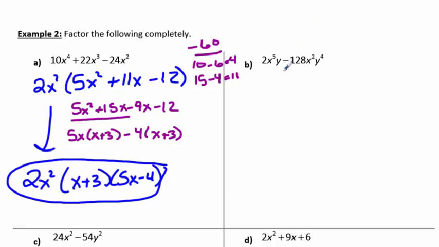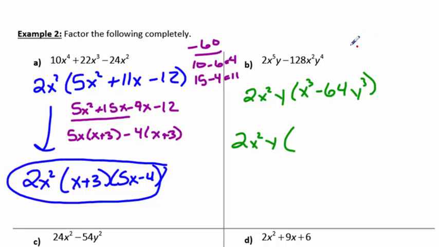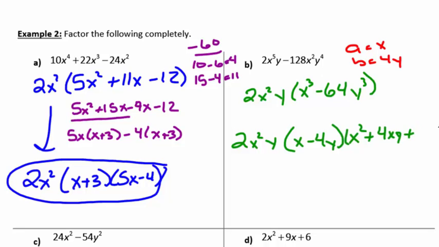In part B, the greatest common factor is going to be 2x squared and y. If you factor that out, you're going to be left with x cubed in the first term minus 64 y cubed in the second term. This is now a difference of cubes that can be factored further. The a value in this difference of cubes would be x, and the b value would be 4y, since 4 cubed is 64. So we're going to get x minus 4y times x squared plus 4xy plus 4 squared is 16, y squared.